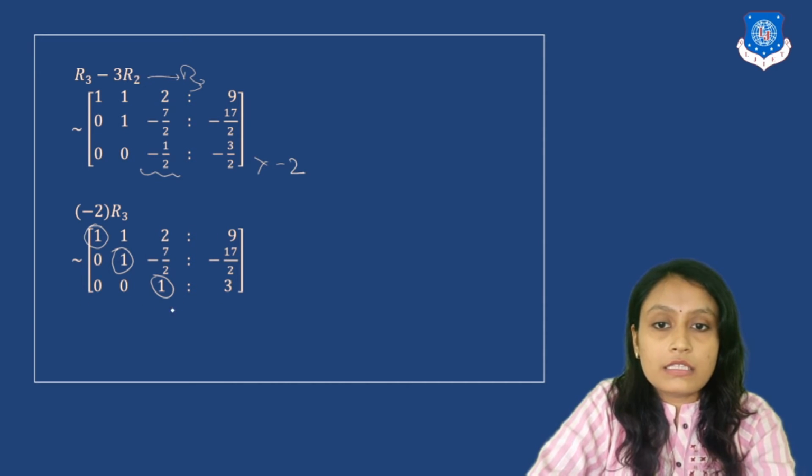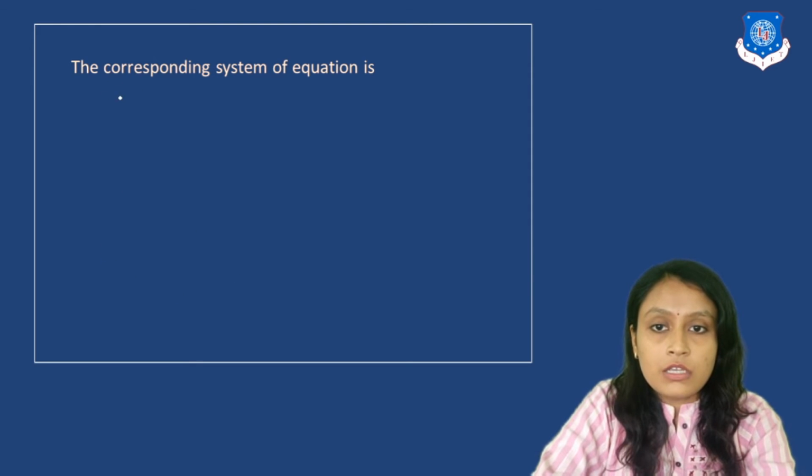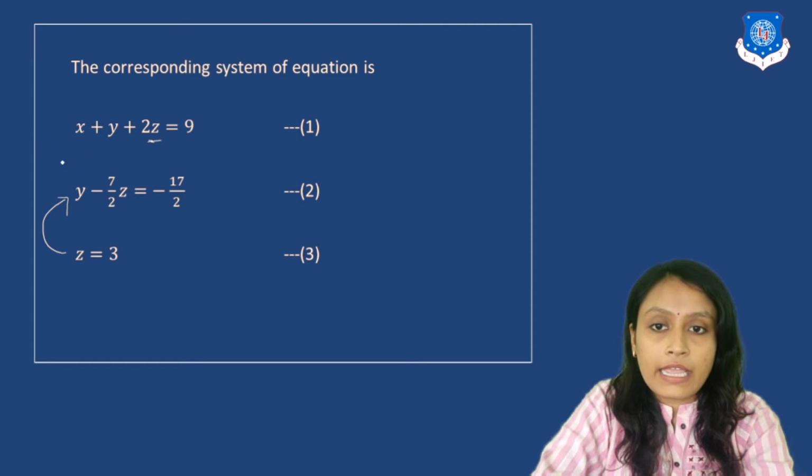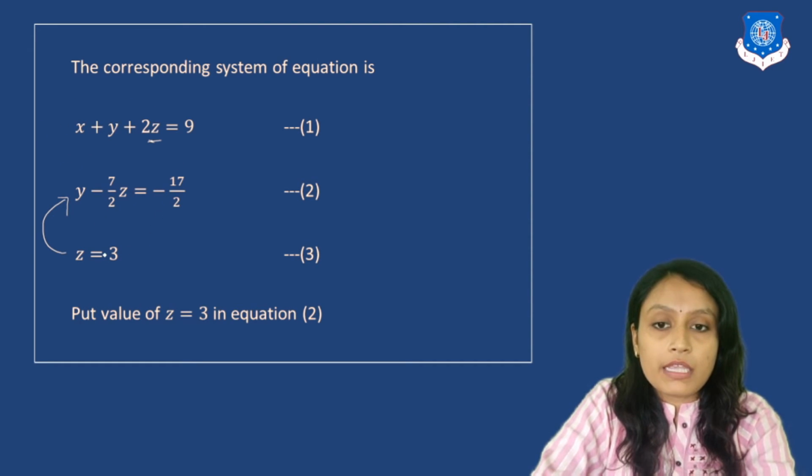Now we will write the system of equations from this. You will get x plus y plus 2z is equal to 9 from the first row, then y minus 7 by 2 into z is equal to minus 17 by 2 from the second row, and z is equal to 3 from the third row. Now we will substitute this z over here and also over here. Substituting z gives y, and substituting y and z gives x. This method is known as back substitution.